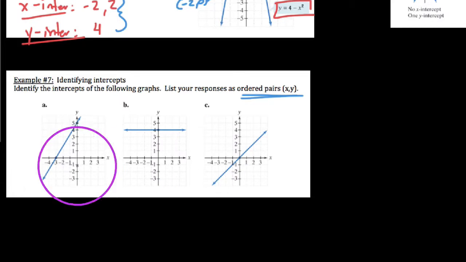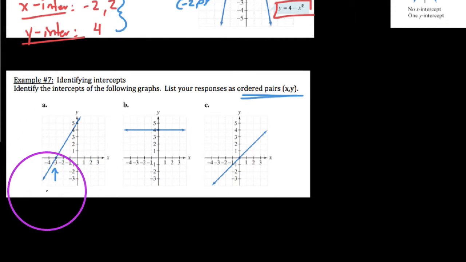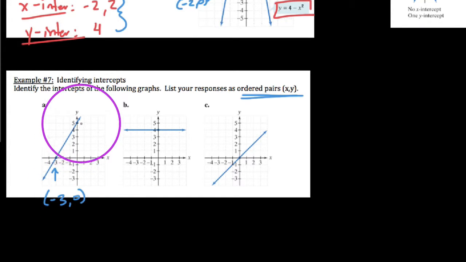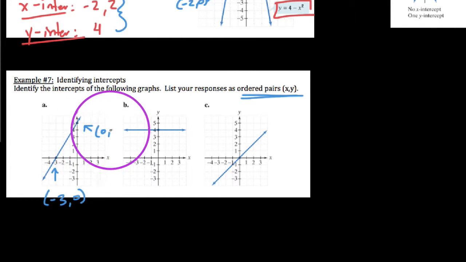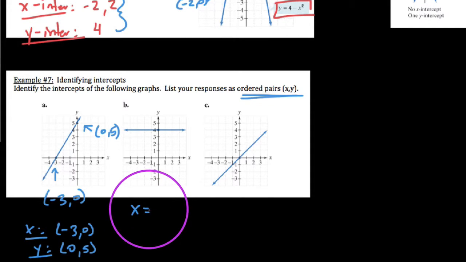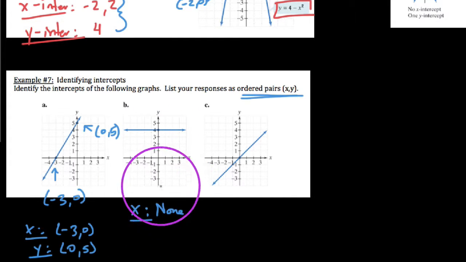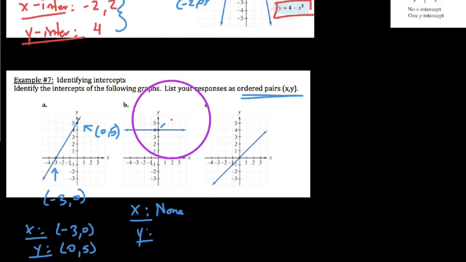Well, I notice that all three of these are linear equations, and this one here looks like it has an x-intercept at -3, 0, and a y-intercept at 0, 5. So it's appropriate to say x-intercepts, y-intercepts, we can just list them this way. We say -3, 0. We say 0, 5. As far as x-intercepts go here, we could just write none. This never intersects the x-axis, whereas on the y-axis, it looks like we have one y-intercept, and it's this point here, and that would be the point 0, 4.